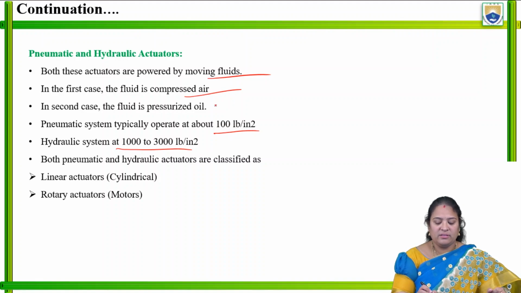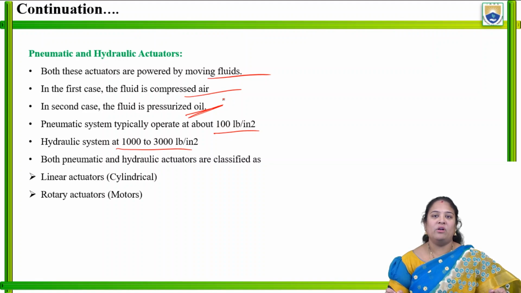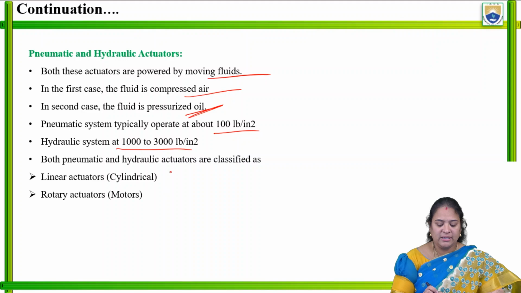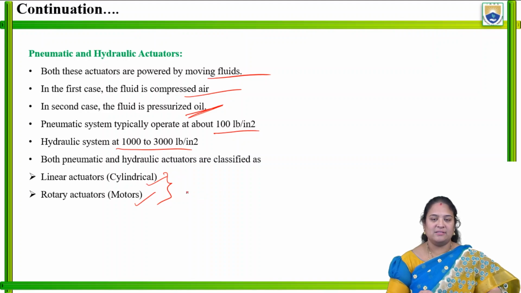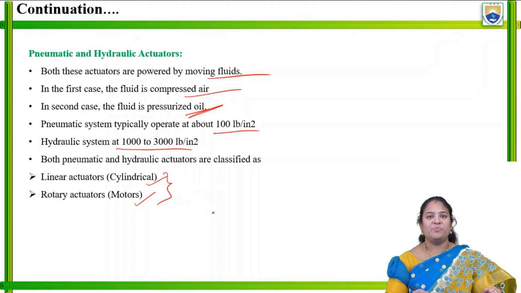And here, the fluid we use in the hydraulic actuator will generally be pressurized oil, right? And this particular pneumatic actuator is again divided into two types, that is the linear and rotary actuator. Generally, we call the linear actuator a cylinder and the rotary actuator a motor device, right?